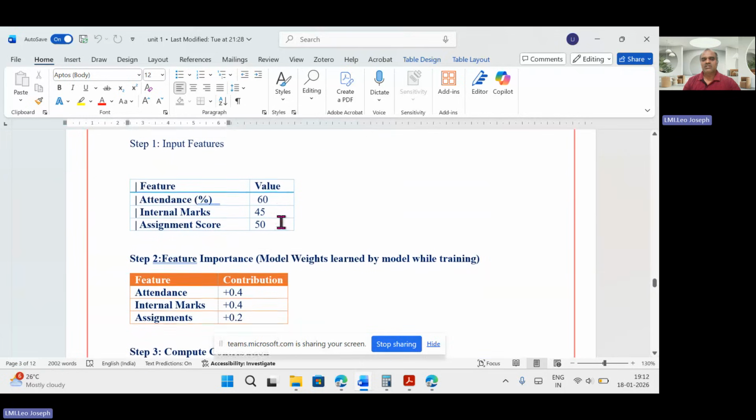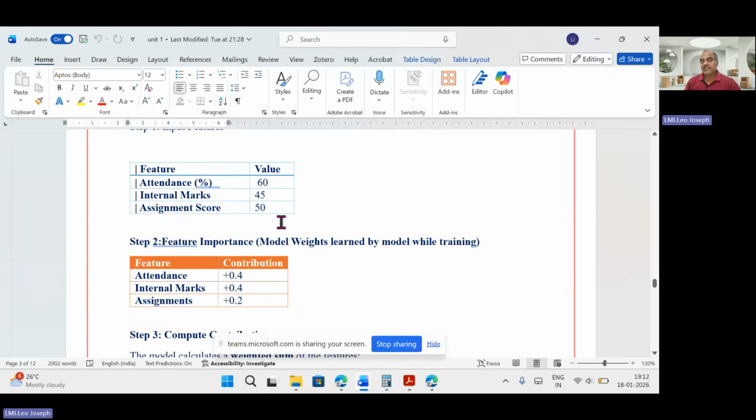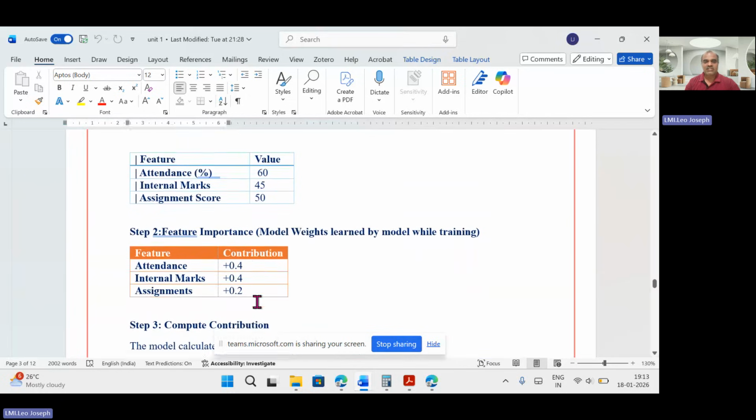Based on the training data, the model is learning the weights. Attendance is given high preference. Internal marks also very high. And assignments are very low. Some staff may give assignments, some staff may not give assignments. They may call for a different assessment technique. In that aspect, they are given less weight.